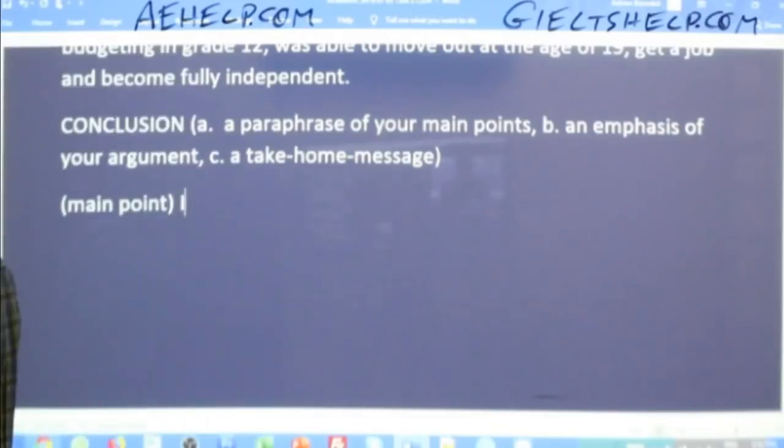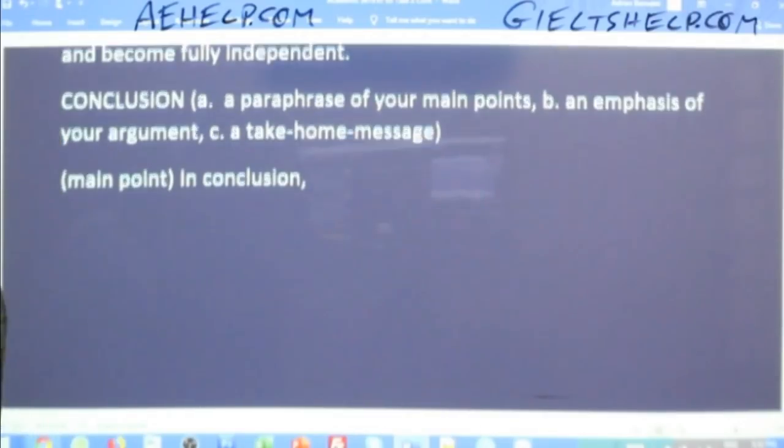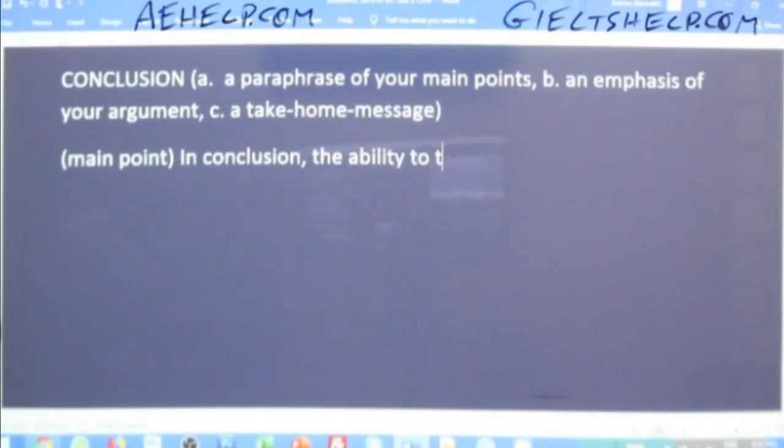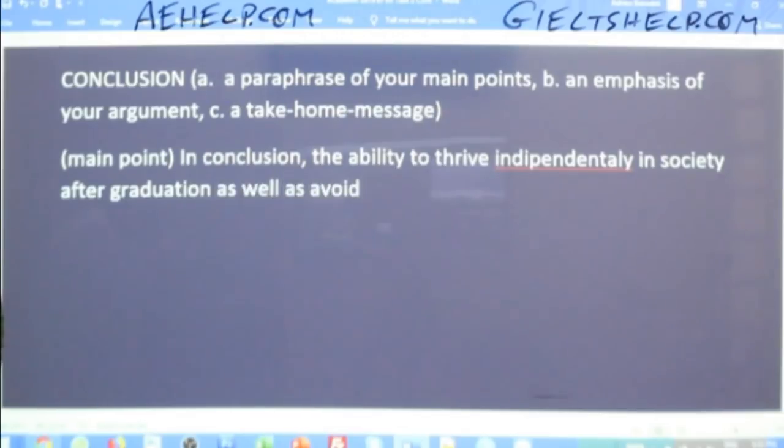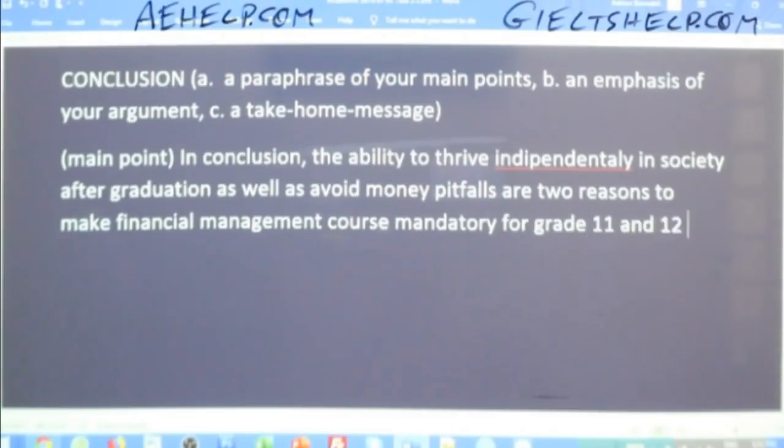Okay, main points. So, in conclusion, they like to see in conclusion on the IELTS, not so much in university. But on the IELTS, you can use in conclusion. So, in conclusion, the ability to thrive independently in society after graduation, as well as avoid money pitfalls, are two reasons to make financial management courses mandatory for grade 11 and 12 students.